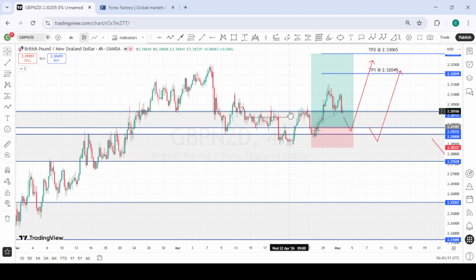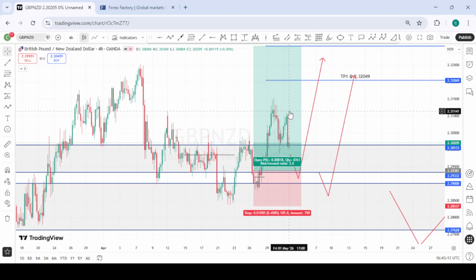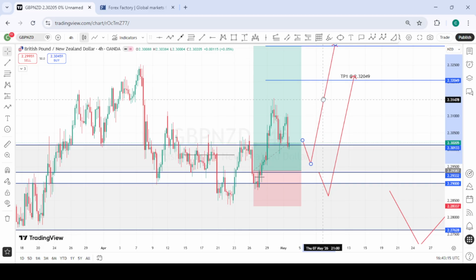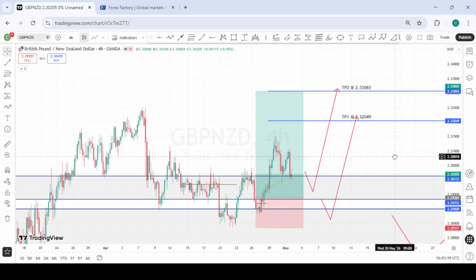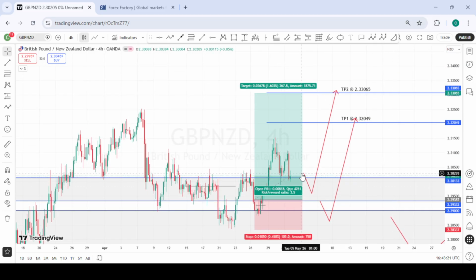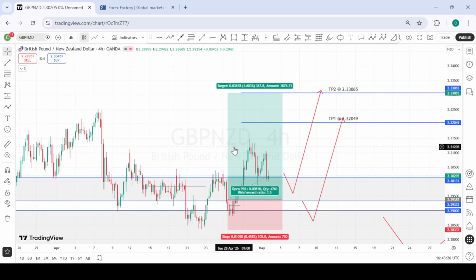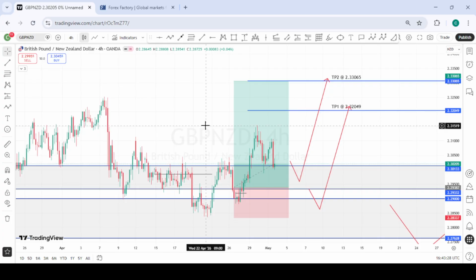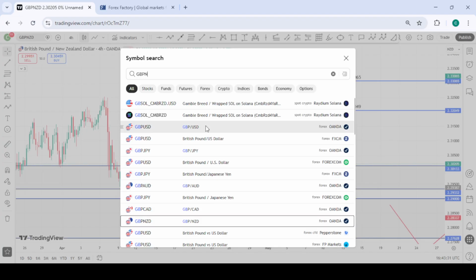So price is now back into an area of interest where we can likely see some bullish reactions again to the upside. So if price gives us some nice bullish confirmations within this zone, we can add another position here to the upside. So we are currently in profit on this position on GBPNZD, and this was what we were holding before.